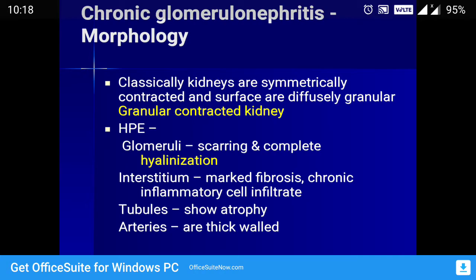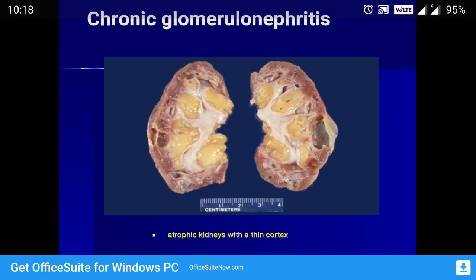In chronic glomerulonephritis, kidneys are contracted, decreased in size. This is described as granular contracted kidneys, and glomeruli will be hyalinized. As I told you in the previous slides, there is pink material in the glomeruli. When the whole glomerulus looks pinkish, that is called hyalinization. This is a diagram showing small kidneys, called contracted kidneys. On the surface there will be a granular appearance, that's why they are called granular contracted kidneys. You can see the cortex is thinned out.